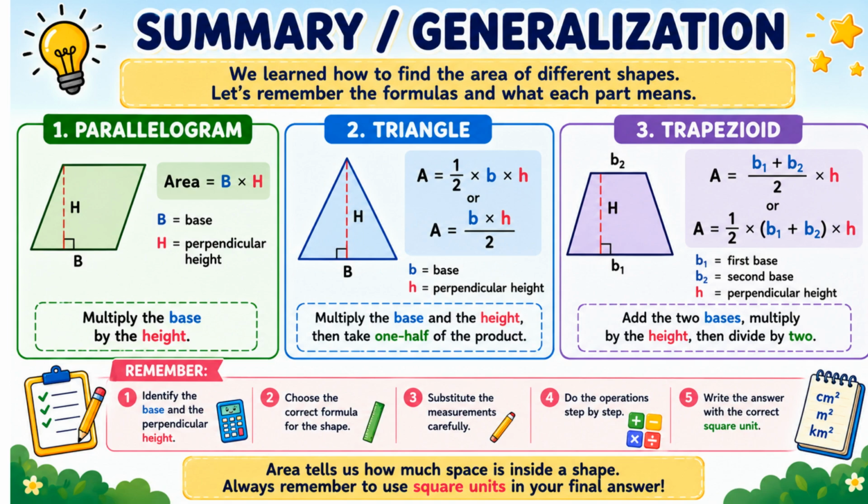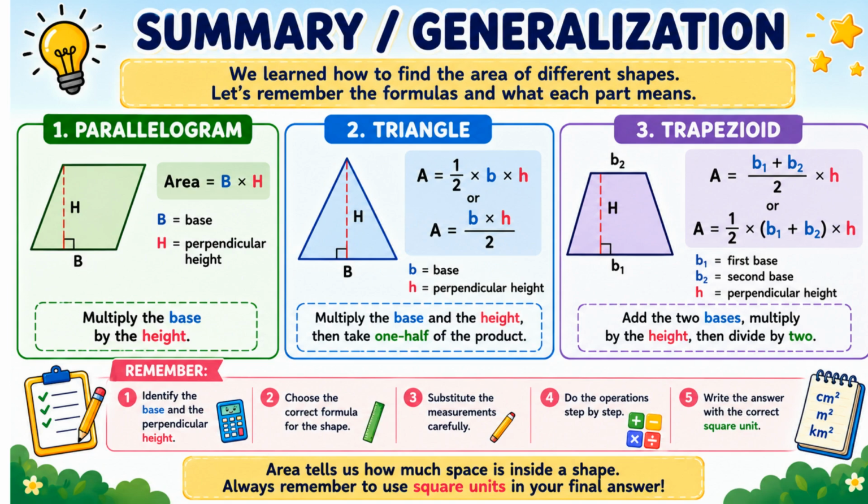For a trapezoid, we also have two equivalent formulas. A equals open parentheses b1 plus b2 close parentheses divided by 2 times h, or A equals 1/2 times open parentheses b1 plus b2 close parentheses times h. Remember that b1 and b2 are the two parallel bases, while h is the perpendicular height.